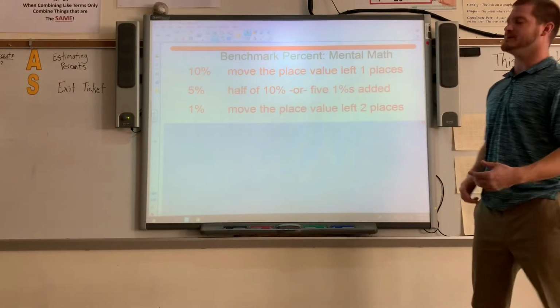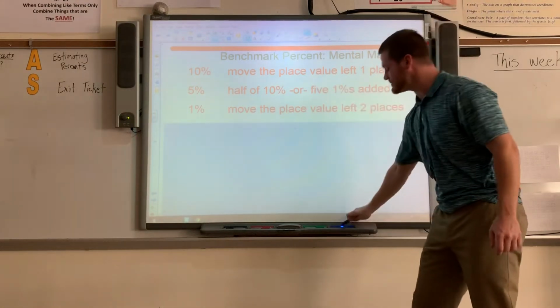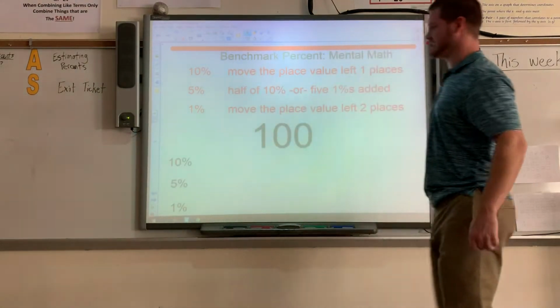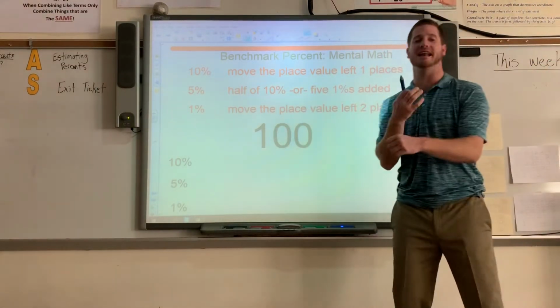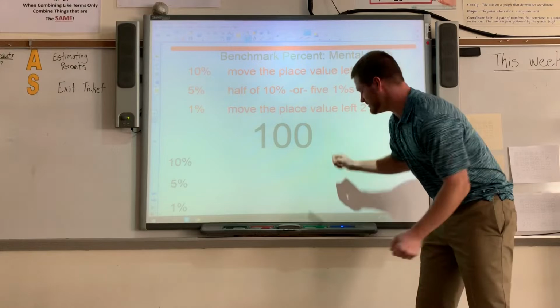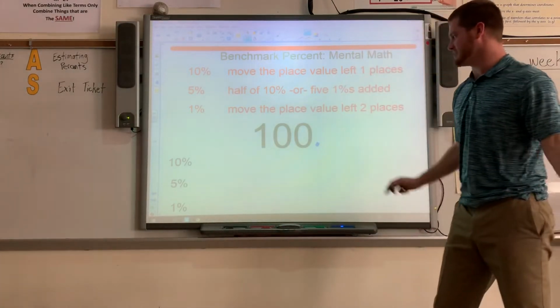Or last but not least, to find 1%, we would move the decimal place 2 spots to the left. So it's going to look something like this. If we have the number 100, let's find 10%. Well, we know that in every whole number, the decimal is right there at the end. So it's 100.0000.